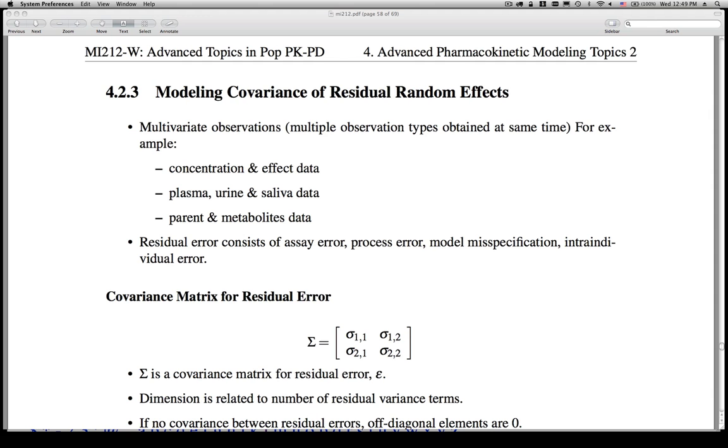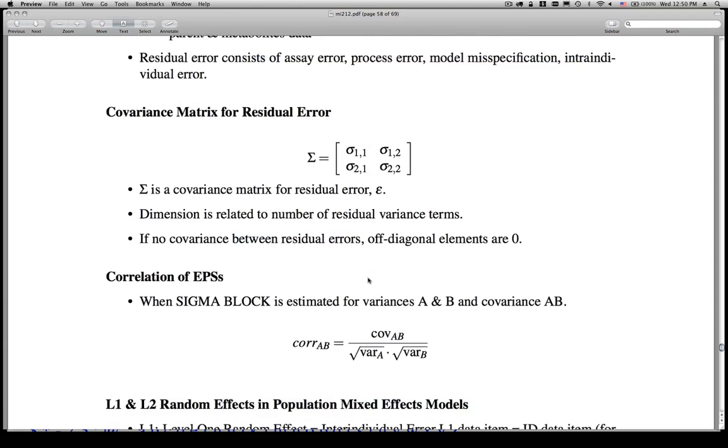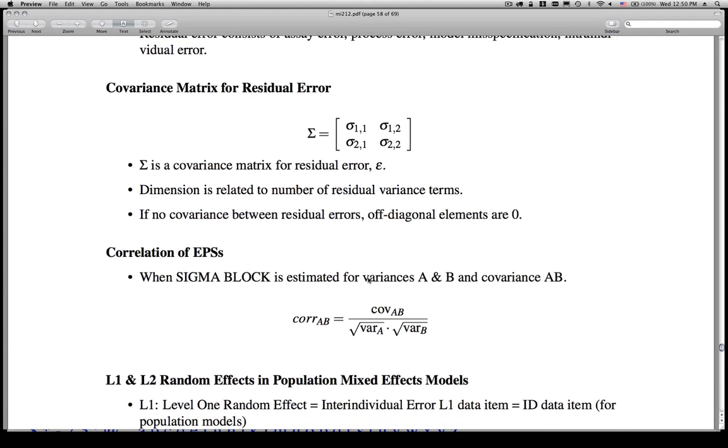This really only applies when the multivariate observation is made and both observations are made at the same time. So let's look at how we would model that. Now we have a reason to model the covariance in the residual error. Remember, the sigma matrix is a covariance matrix for the residual error, and usually we're just modeling the diagonal elements here. Recall that this is a symmetric matrix, so the upper right triangle is the same as the lower left. We usually ignore the upper right.